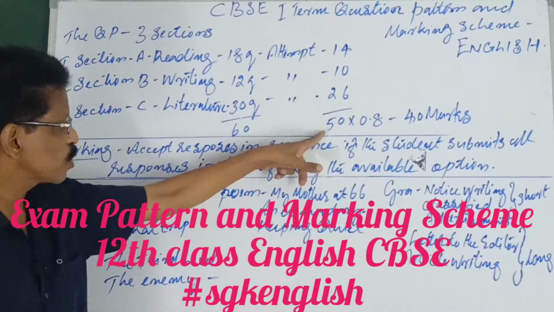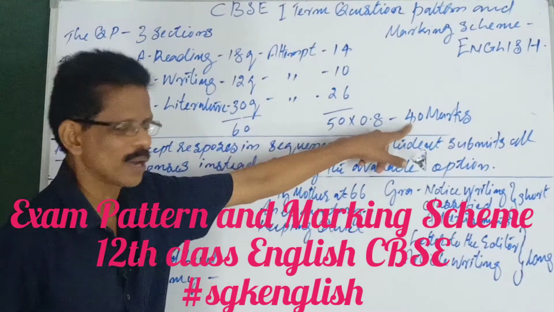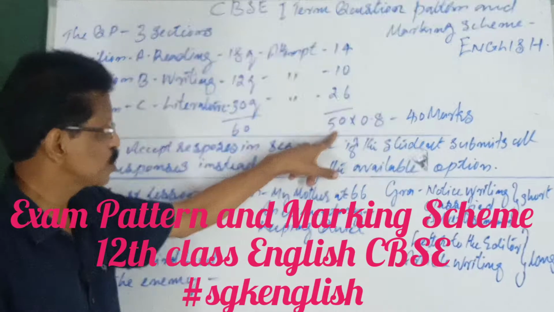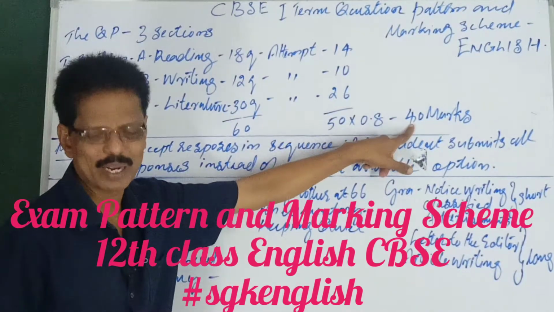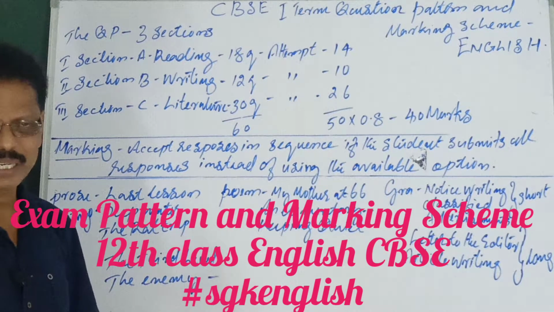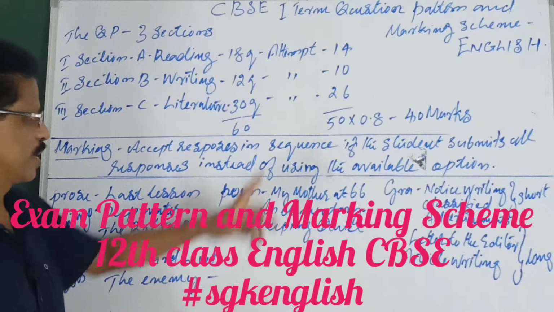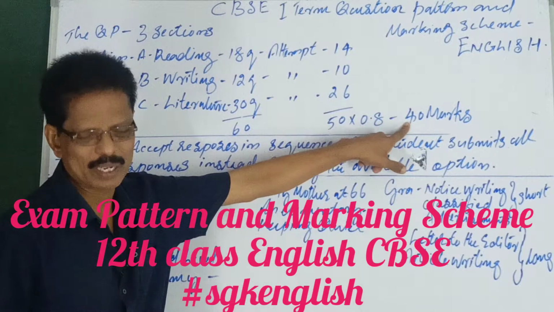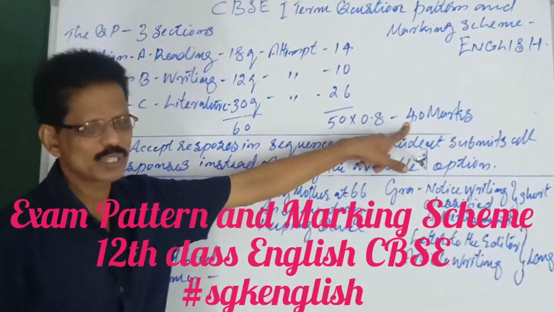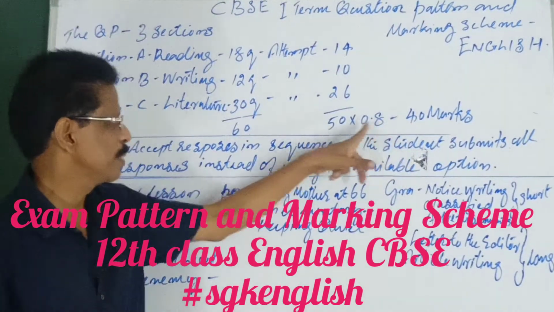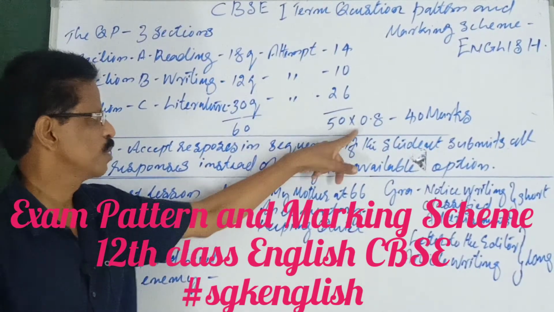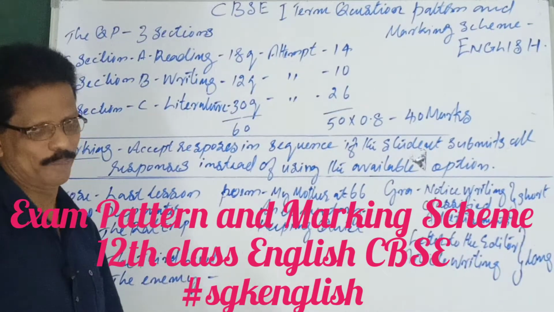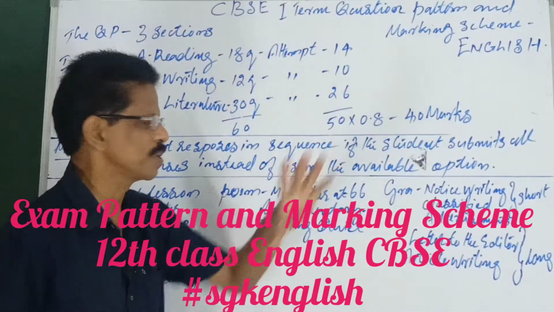For 50 questions, you are going to get 40 marks. All questions carry equal marks. That means for one question, you may not get 1 mark, maybe 0.8. 50 into 0.8 is 40 marks. Of course, plus 10 will be there for internal assessment. In that way, 40 plus 10, 50 marks.